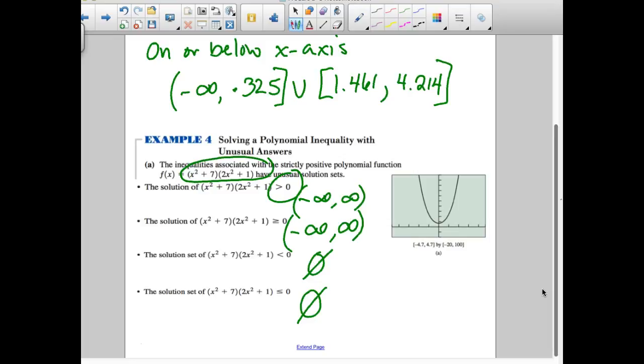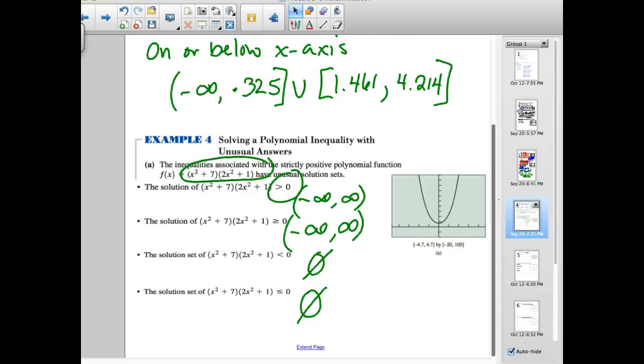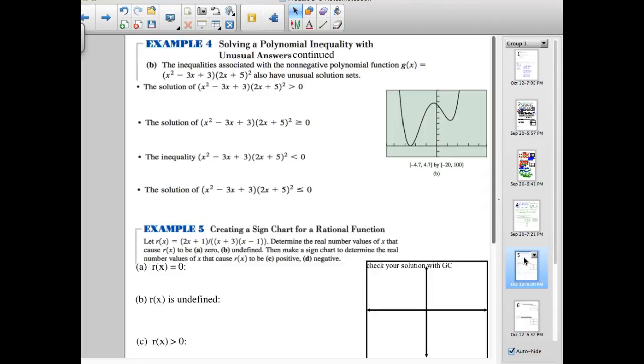Now, what if it touched the graph and then bounced back? Then I do have places where I'm equal to 0, right? I'd have to identify that. So take a look at the next example. Look at your graph.